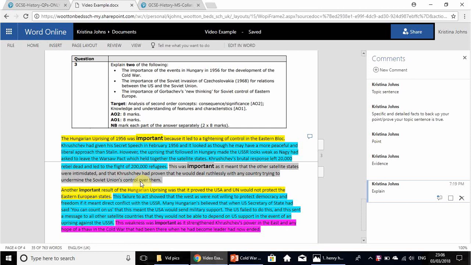So I've basically just tied it back and made my point again really clearly and said why they managed to tighten their control over the Eastern Bloc. That's all that you do when you explain. You basically just answer the question directly.